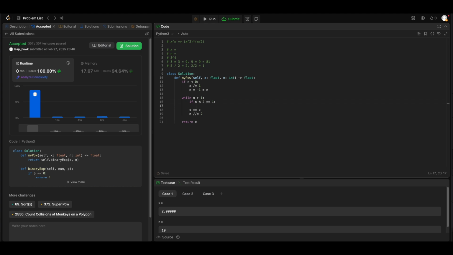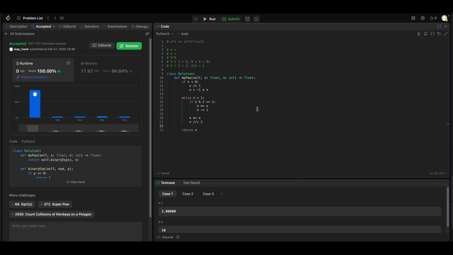it's odd, and in that case we can reduce the power by 1. But because we are reducing the power by 1, we also need to update our value for the same thing. So what we need to do is it will be x into x here, and now we know the power is even, and then we continue with this thing.